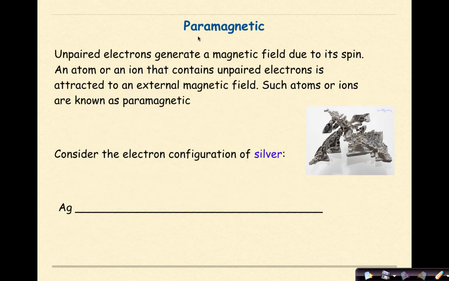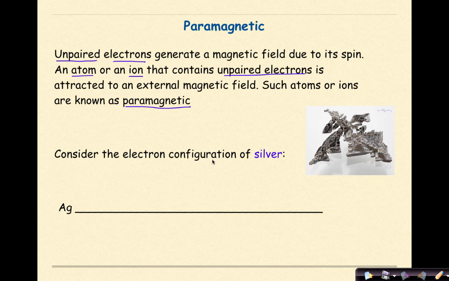Paramagnetic. Unpaired electrons generate a magnetic field due to their spin. An atom or an ion that contains unpaired electrons is attracted to an external magnetic field. Such atoms or ions are known as paramagnetic.